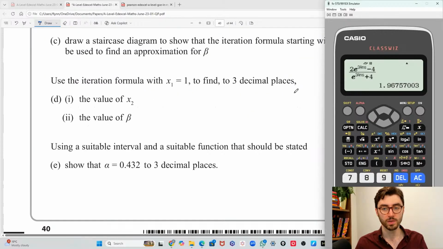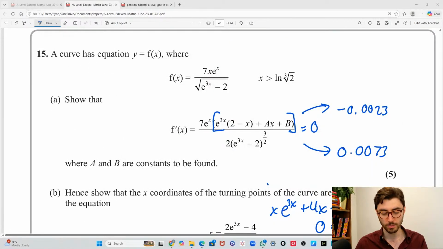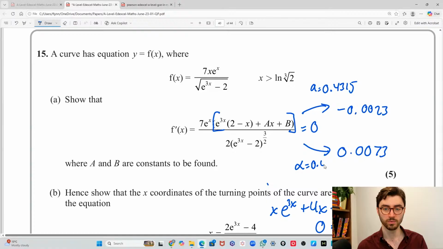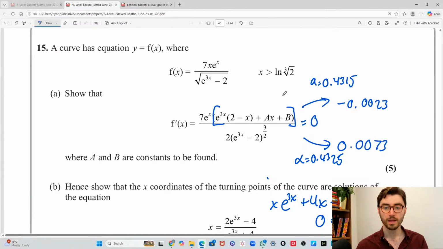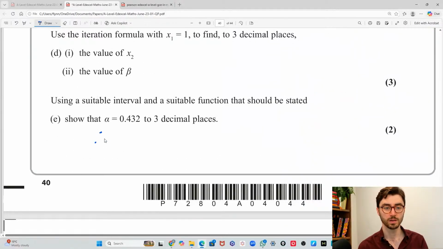Using a suitable interval, show that... and I did show that, because I plugged in, I'll be more explicit, alpha equals 0.4315 and alpha equals 0.4325 into that expression up here. Change of sign, therefore root in interval.